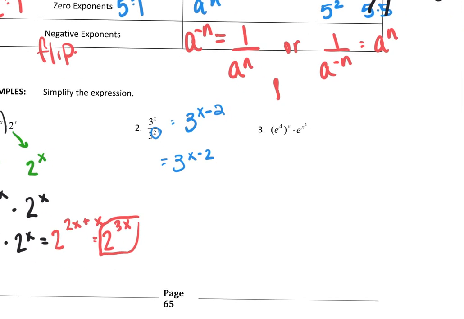And this last one is what we call base e. And in base e, this first part right here, power rule. So e to the 4x times e to the x squared. Again, same base, and you're multiplying, so it's the product rule. So you're going to add these. So you get e to the 4x plus x squared.